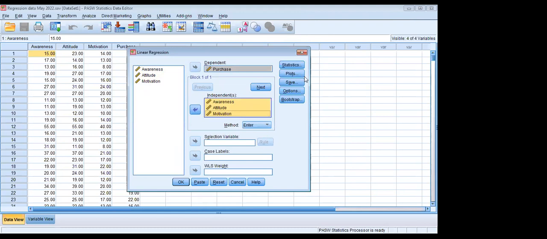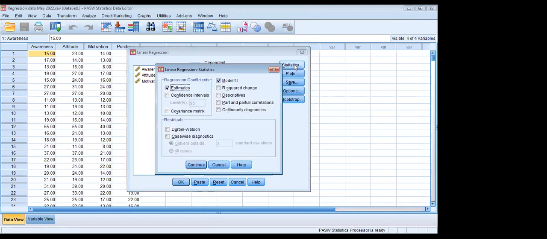Then you go to the statistical part, statistics. By default, estimates and model fit are ticked. If you want additional information, you can get R squared change, descriptives, partial correlation, collinearity diagnostics, covariance, but not required. Durbin-Watson, casewise diagnostics, that's okay, you leave it, because by default it is okay. If you give so many outputs, you have to explain so many things. Make research simple. If it is really required, R square change, collinearity diagnostics. If you want to conduct this very meticulously, then you click all the boxes.